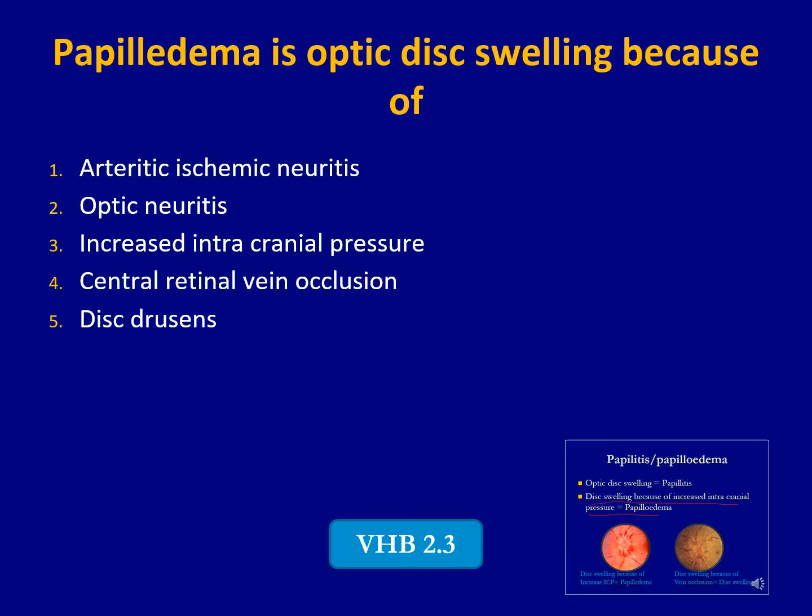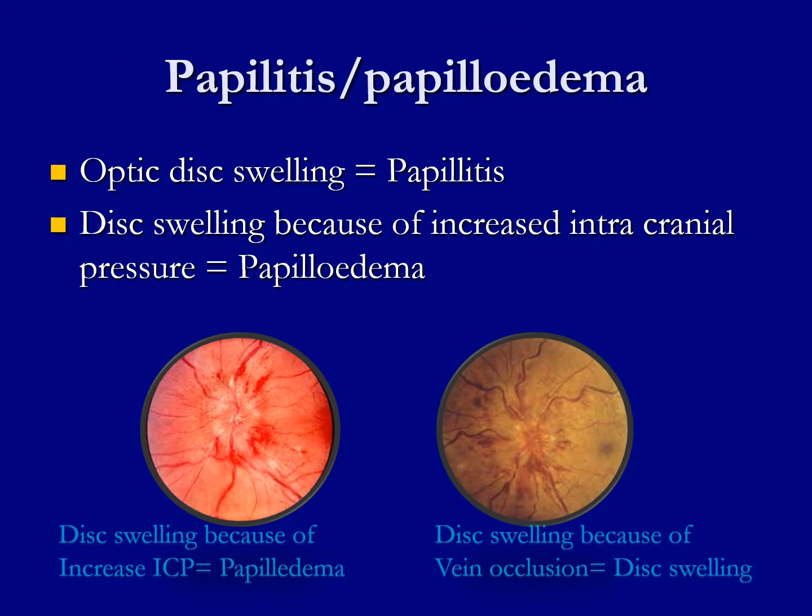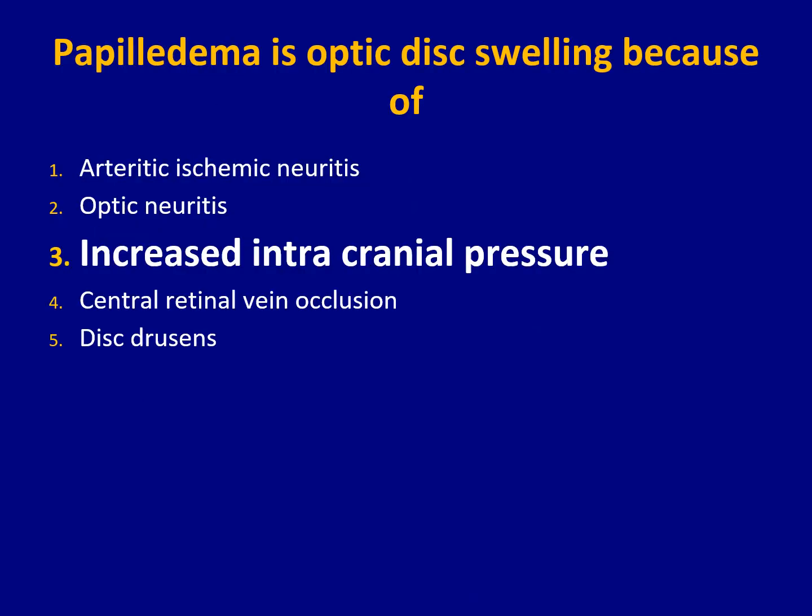Next MCQ. Papilledema is optic swelling because of arthritic ischemic neuritis, optic neuritis, increased intracranial pressure, central retinal vein occlusion, disc druseness. All these 5 conditions, they do cause disc swelling. So for the answer, you have to study section VHP Video Handbook 2.3. And if you look at the slide, disc swelling because of increased intracranial pressure is called papilledema. So the correct answer will be increased intracranial pressure.